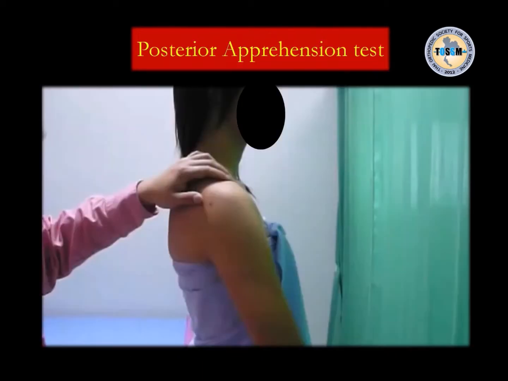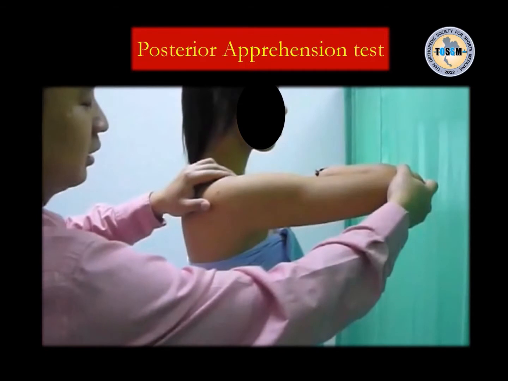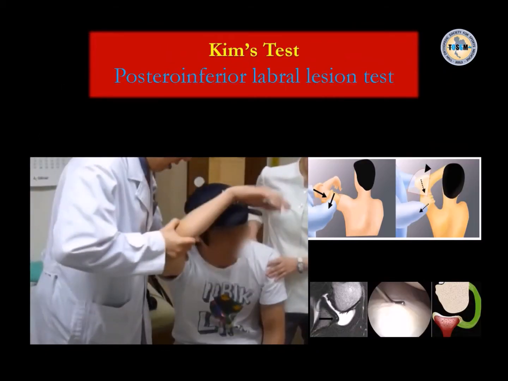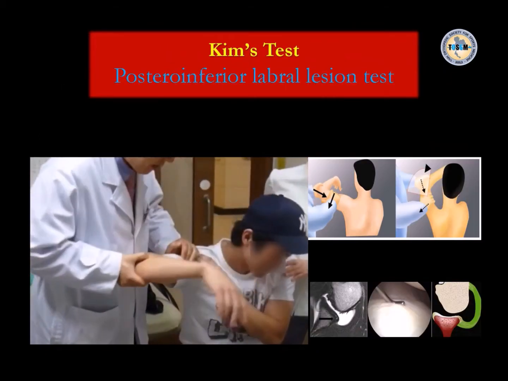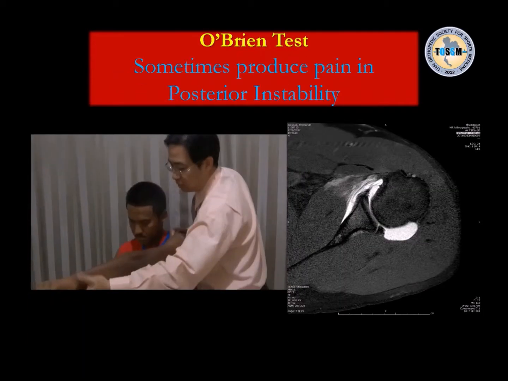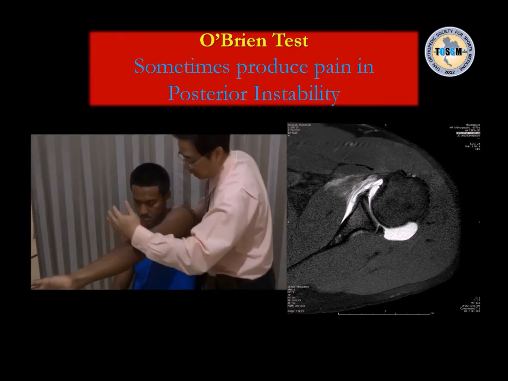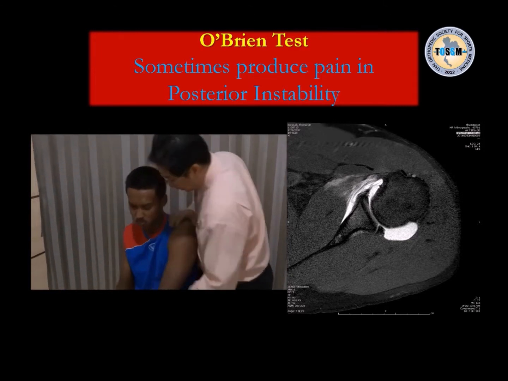Okay, that's my observation. Posterior apprehension test produces pain also. Okay, and also the posterior inferior labral shift test is the Kim test. Also, sometimes the O'Brien test can produce pain. This patient is a professional goalkeeper.